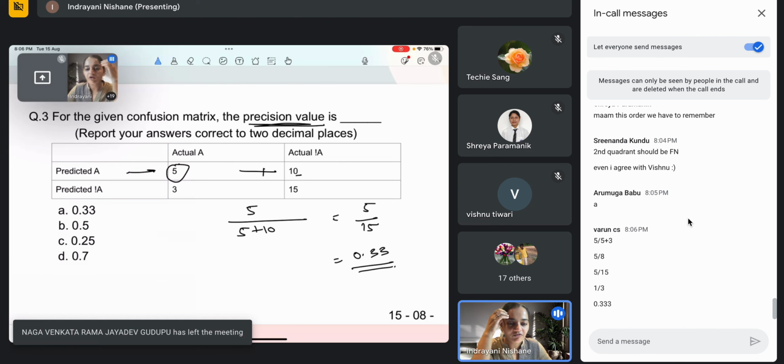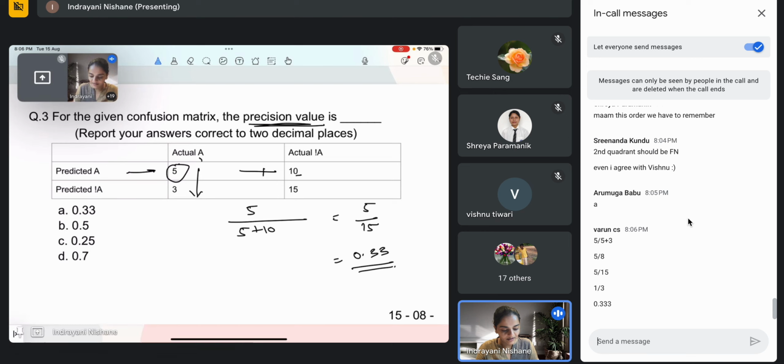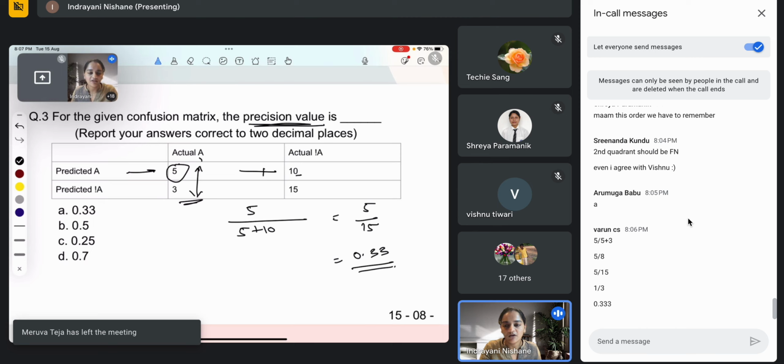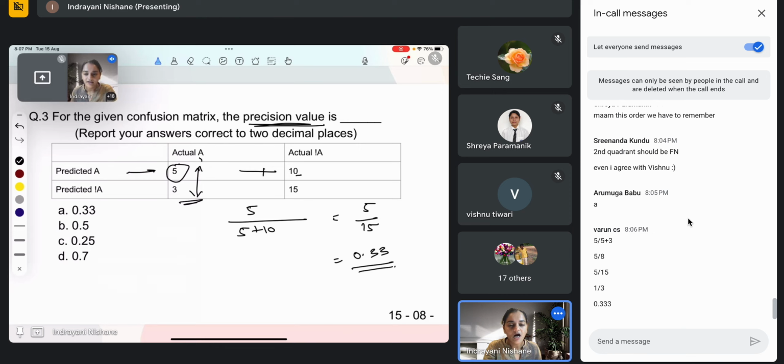So it will not be 5 by 8. We will not be considering the actual values. This will be the recall formula. If we divide 5 by 8, that will give us the recall value. But precision is the performance of the work done by our ML algorithm, right? So there still seems to be some confusion between precision and recall. Recall is, out of your data set, how many are correctly recalled as positive.